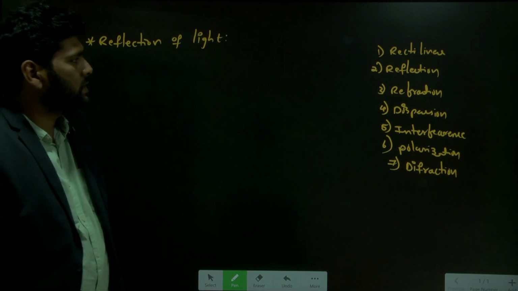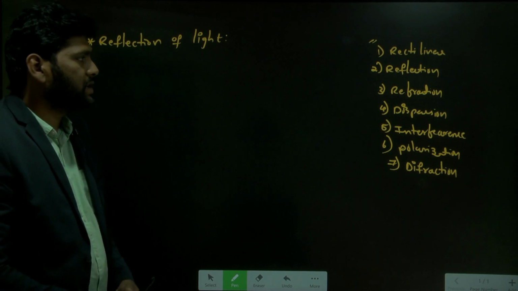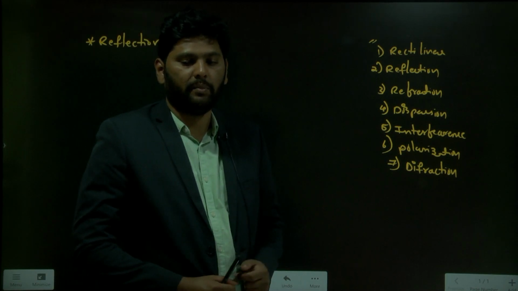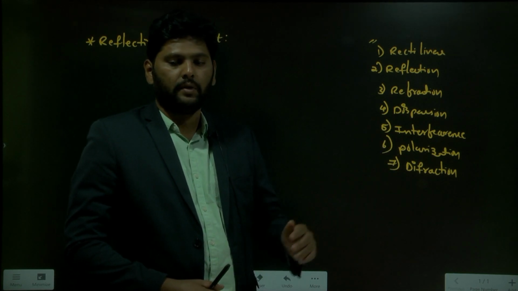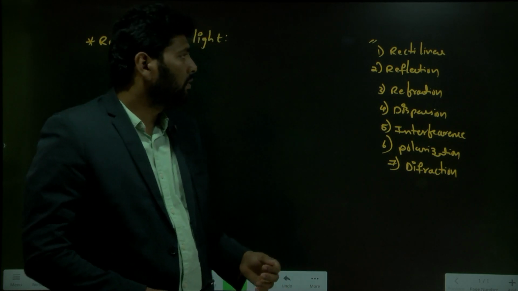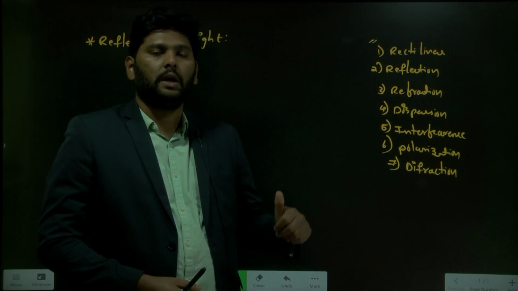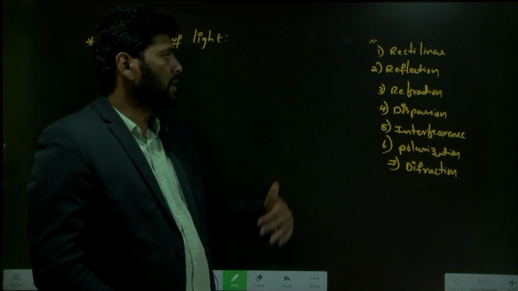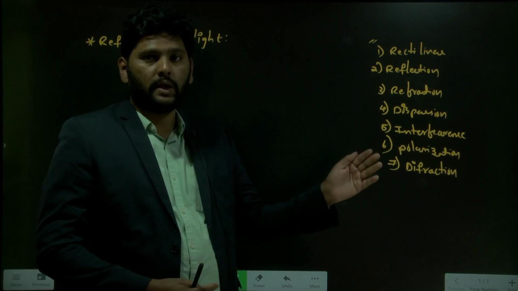Now, of these properties, we already learned in the last class the rectilinear propagation of light. Rectilinear propagation of light means light always travels in a straight line. Based on this, we form shadows, solar eclipse, and lunar eclipse. Next, one more property of light is reflection of light. That is the part we are learning now.